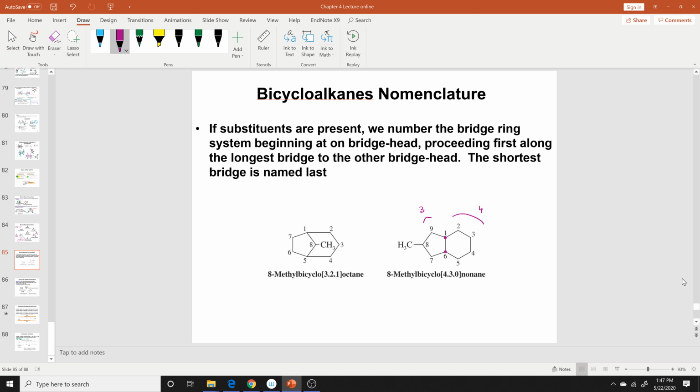So naming it, just go ahead and name it as a regular bicyclic system. That is going to be bicyclo, it's going to be 4, it's going to be 3, it's going to be 0, it's going to be nonane, and then put the substituents at the beginning, 8-methyl.